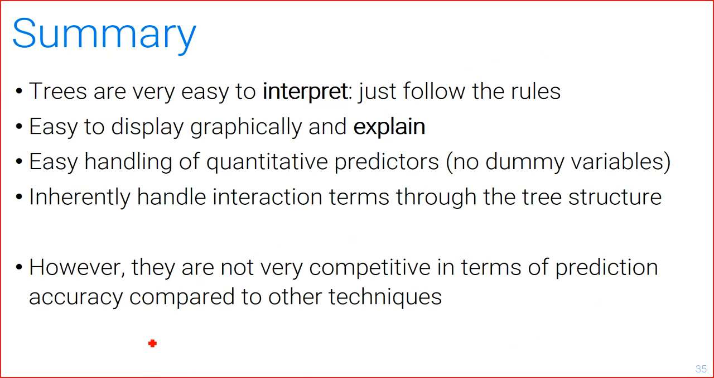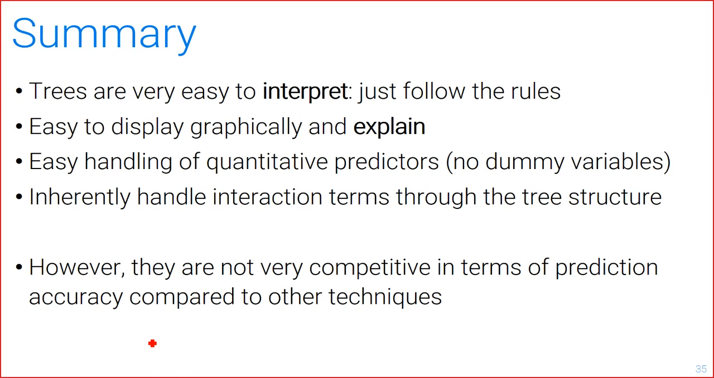And so trees are very easy to interpret. It's just about following rules. We go through the tree and just make decisions. It's going to be easy to display graphically and explain because the model is the picture. And it's very easy to handle quantitative predictors, categorical predictors. We don't need any dummy variables in the model.